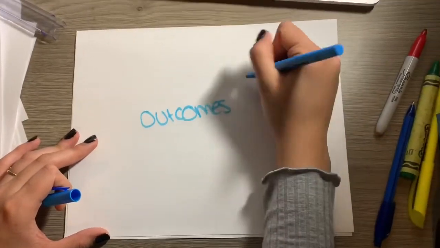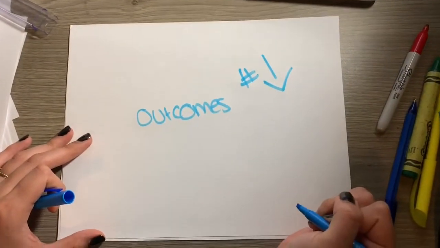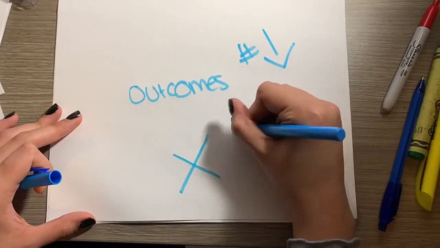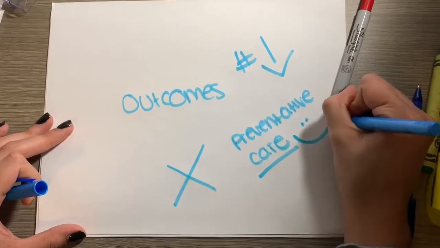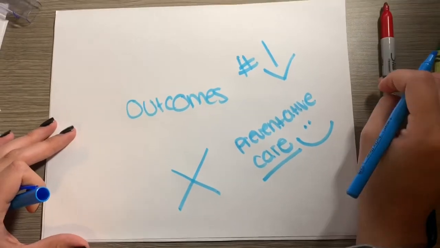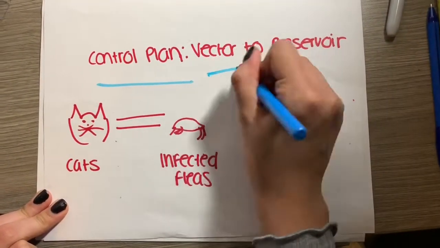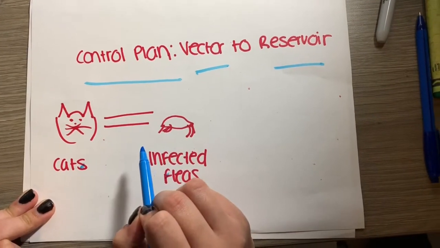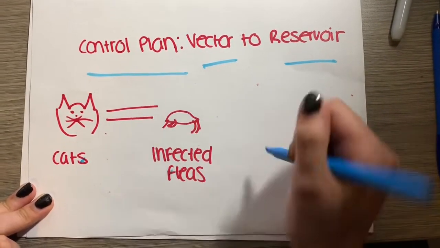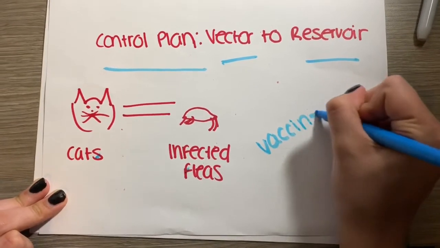Now, with the pet vaccinations and preventative measures, we expect the number of future cases to decline. However, due to the controversy behind vaccinations, we expect resistance from the public. For those who oppose vaccinations, preventative care is still an option, which will also help decrease the chance of another outbreak. Our control plan for vector to reservoir is basically the link between cats and infected fleas.